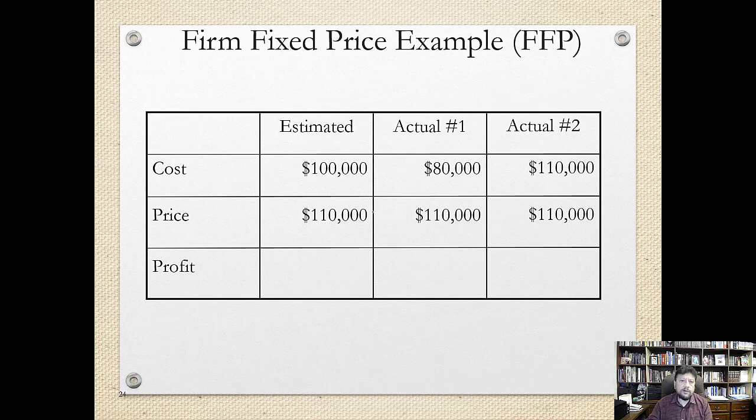In a fixed fee contract, the client is no longer looking at the cost of the contractor. Let's say the contractor has bid $110,000. They expect their price to be 100, so they make $10,000. If they bid for 110 and they complete in 80, they make $30,000. And if they bid for 110 and complete in 110, they make zero. So there's no sharing of cost over here. There's a fixed price over here.